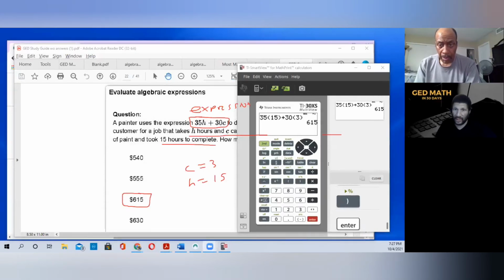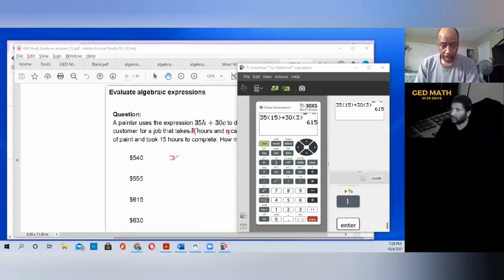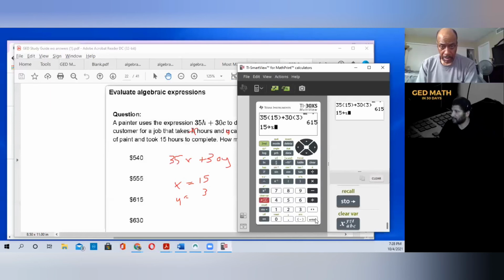Okay. Another way you could have done it real quick is this. Same way, but instead of H and C, I'm gonna use X and Y. So I'm gonna call this X. I'm gonna call this Y. So 35X plus 30Y. My X is 15. My Y is 3. So I'm gonna say 15 store X, 3 store Y, and then I'm gonna plug it in. 35X plus 30Y. Still get the same thing.